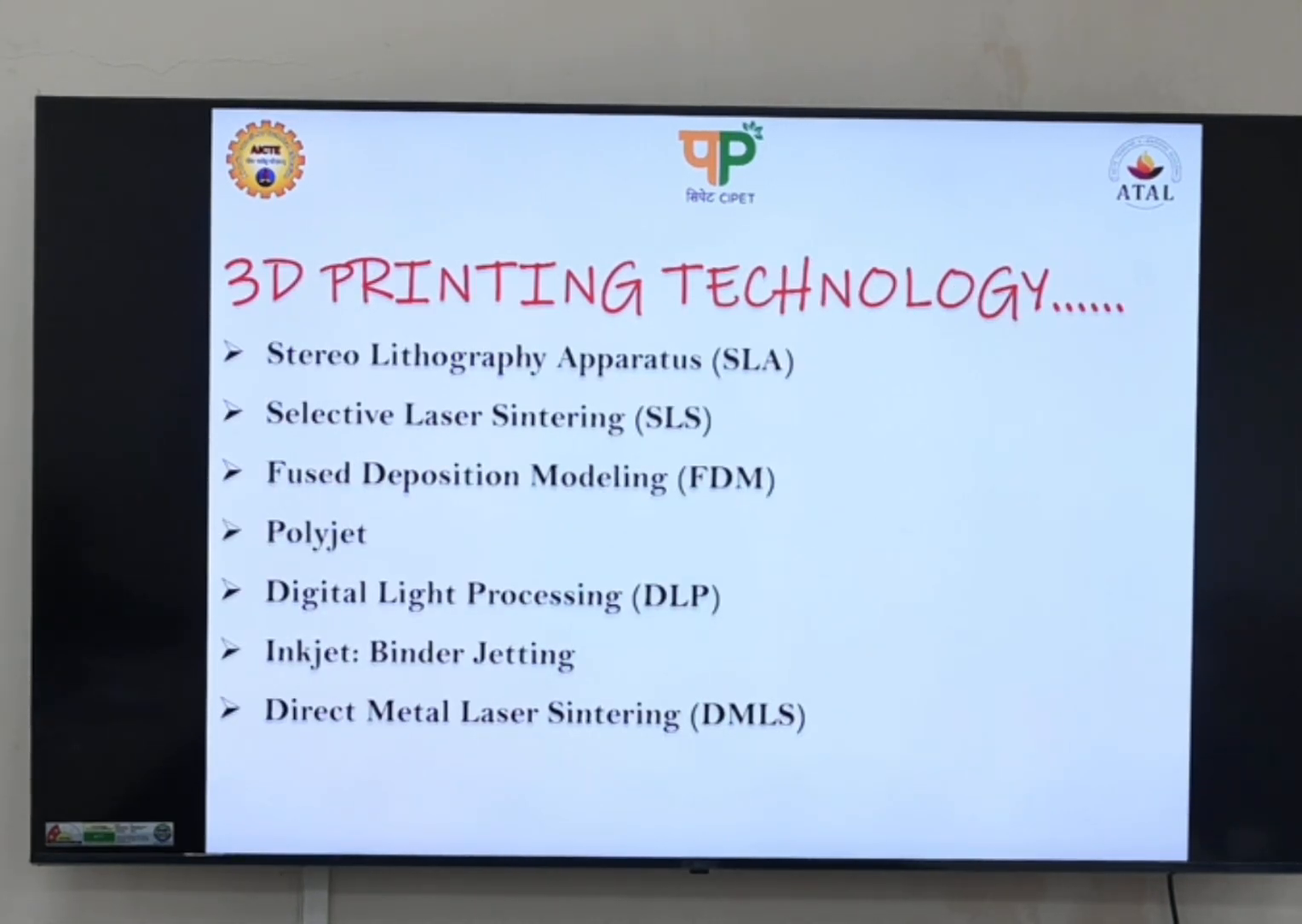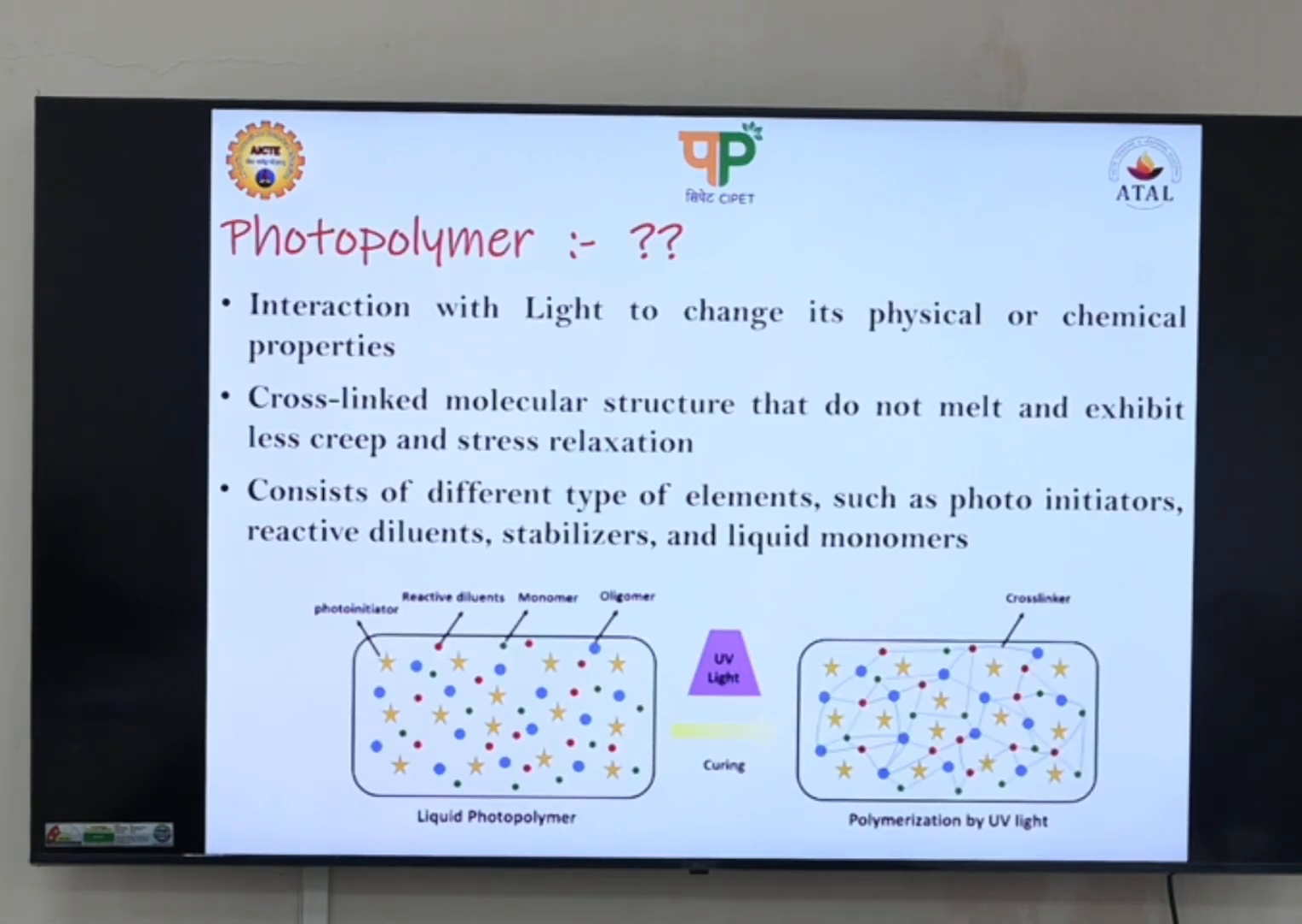Next. Photopolymer, what do you mean by photopolymer? Interaction with light to change its physical or chemical property. This is an important point.